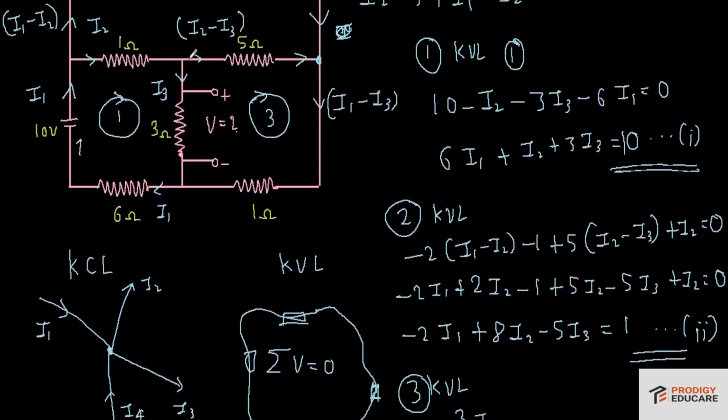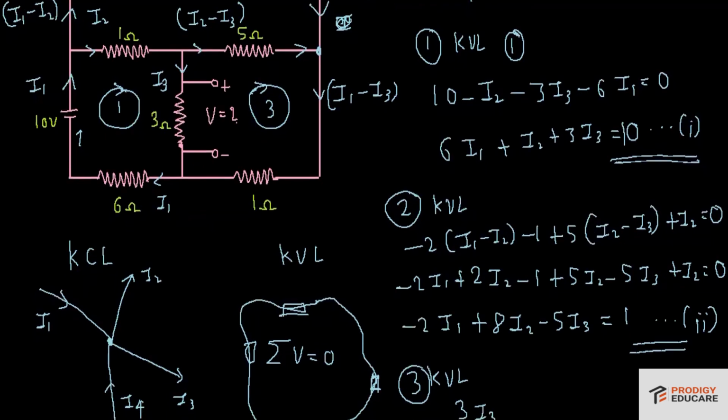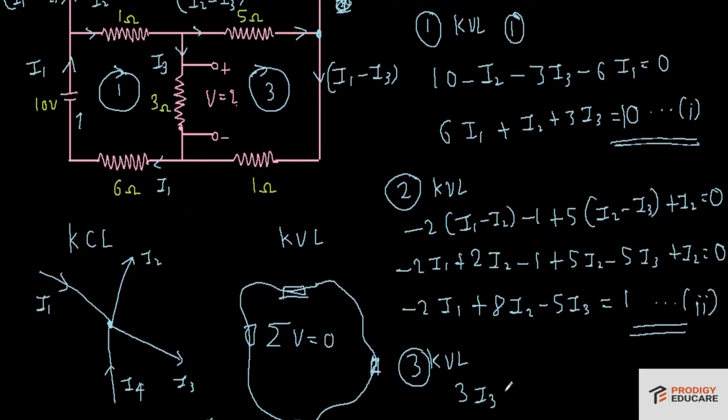Now when I'm moving through this 5 ohm resistor, I'm moving in the direction of current, so I have to reduce the voltage. There is a voltage drop. So I'll simply write minus 5 times the current, which is I2 minus I3. Minus 5 times (I2 minus I3).